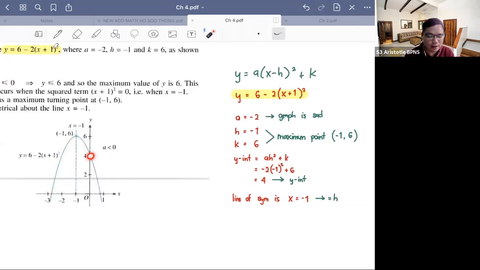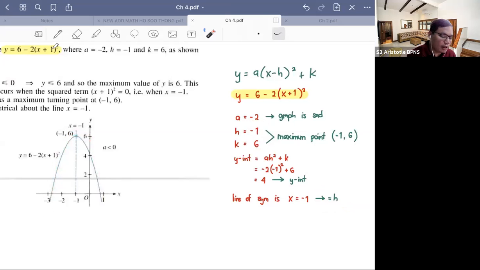Okay, and then the line of symmetry, x is equal to -1. So class, if the line of symmetry is being asked, or you need to show the line of symmetry, it's always equal to what is h. Okay, x is equal to -1 because h is equal to -1. Okay, so those are the key things that you need to know in drawing your curve like this.